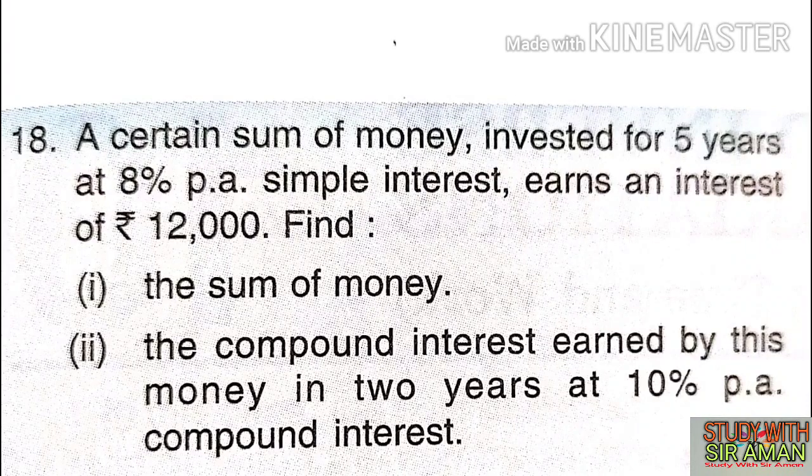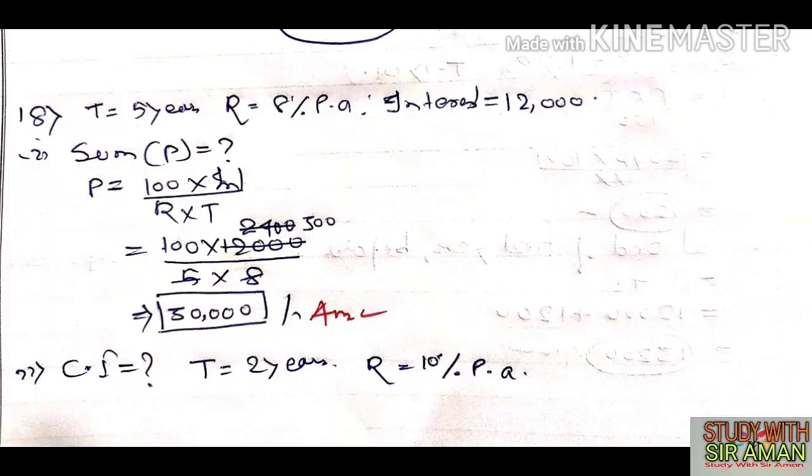Now in question number 2, what do we need? We need compound interest. Let us see the solution. Check number 18. Principal is 100 into interest by rate into time, 100 into 12,000 by 5 into 8. With calculation, principal will come 30,000. Now we will solve second number. Principal is 30,000. CI is equal to what? Time is 2 years, rate is 10% per annum.